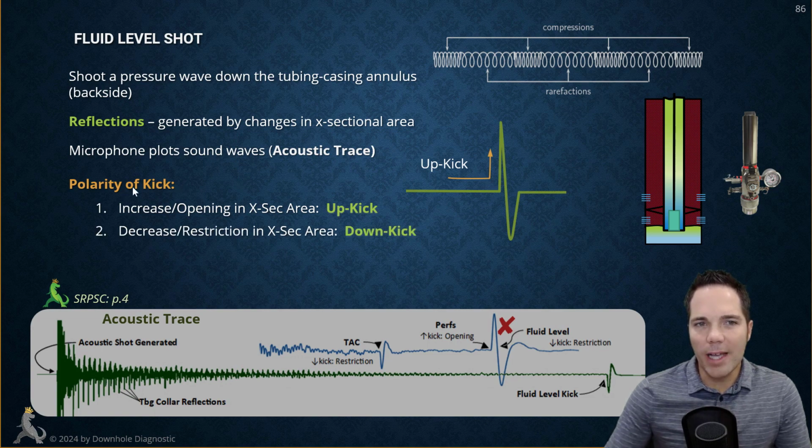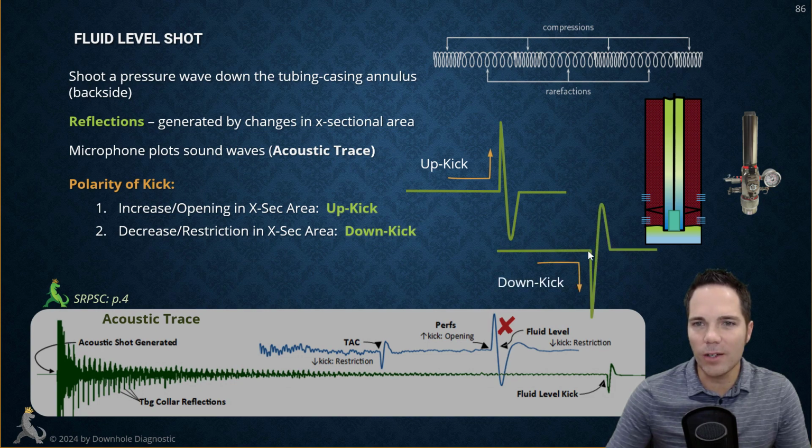Okay, so back to polarity of kicks. If that pressure wave sees a decrease or restriction in cross-sectional area, that's going to be a down kick. So this is what a down kick looks like. Going left to right, it goes down, and then we have the rebound. Keep in mind that rebound right there. I used to make a lot of mistakes. I'll describe later in the section how I was sometimes misinterpreting that in situations like this right here.